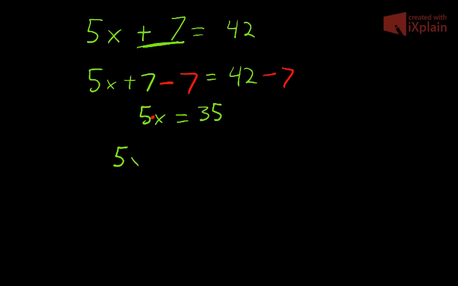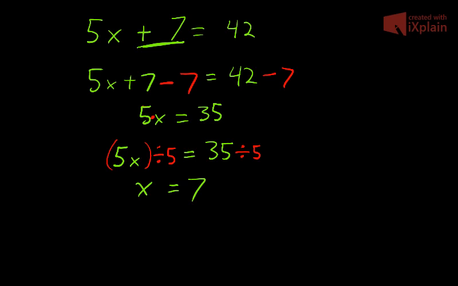After that, I'm going to do the opposite of the multiplication here, which is division. So I have 5x, and I'm going to divide that by 5. That's going to be equal to 35 divided by 5. And 5x divided by 5 is just going to be x equals 35 divided by 5, which is 7. And just like that, we are good to go.